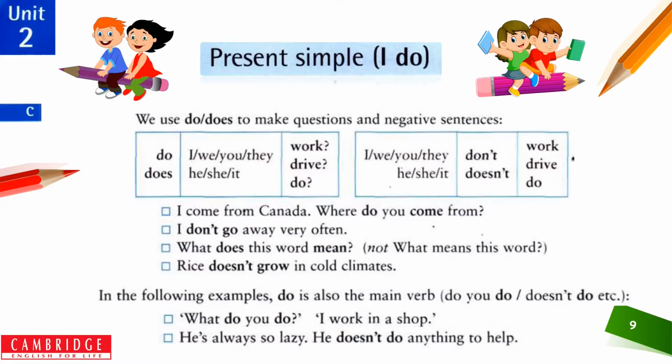Now let us proceed. In the following examples, do is also the main verb. It is not merely used as an auxiliary verb, or we can say helping verb. Do is also the main verb. For that we have examples. What do you want? I work in a shop. He is always so lazy. He doesn't do anything to help.